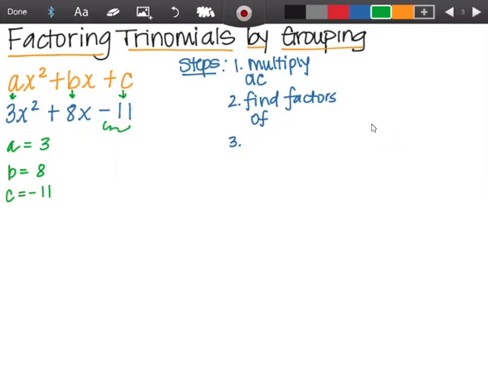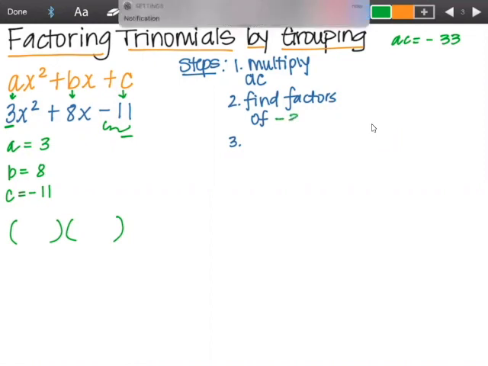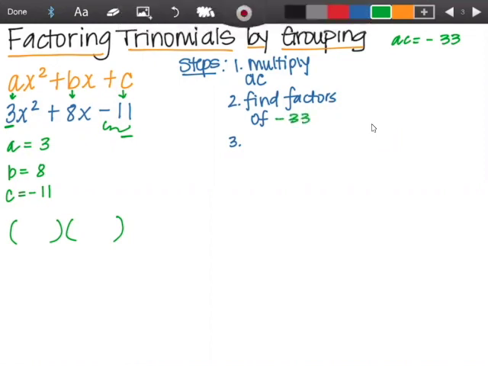All right, so remember our end result should look like this, two sets of parentheses. So we'll have two binomials. Our first step is we're going to multiply a and c. A is 3 and c is negative 11. So that means a times c equals negative 33. All right. So I wrote step number 1 first. Now number 2 is find the factors of a times c, which is negative 33. So we need to find factors of negative 33.